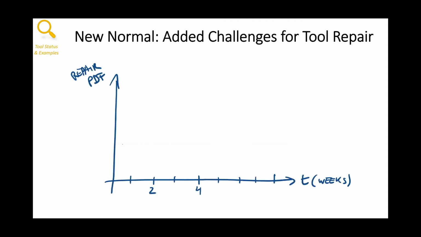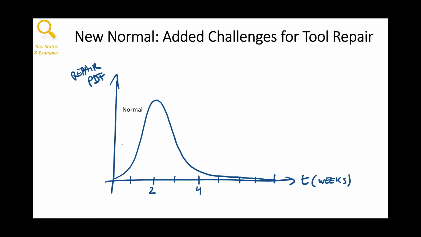And that kind of is an interesting situation to look at. And maybe what I want to do here is to look a little bit at the challenges for tool repair in general in this new normal situation that we are in now. And the way I want to do this is to look at, as a function of time, the repair probability density function. What is the odds of getting something repaired within a certain amount of time? And normally this is what it looks like, right?